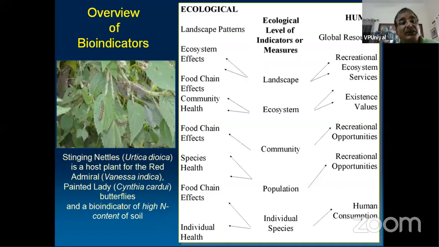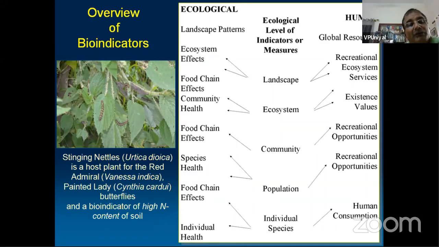If you go in the Himalayas and you see this plant, you will see red admiral and painted lady butterfly larvae and caterpillars on it. If the plant is vegetable kind of things also, they have a clear, very good host plant relationship in this way.